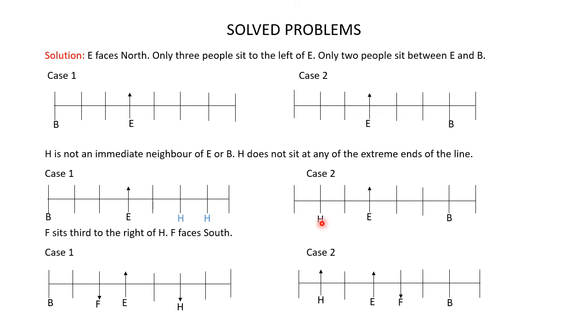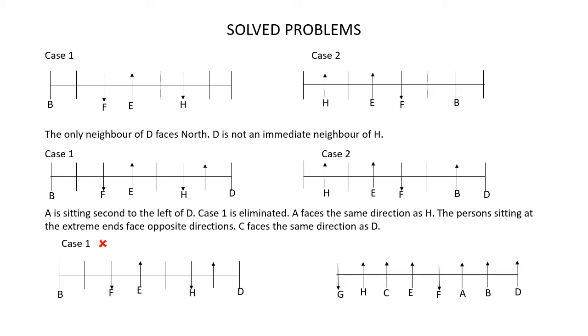In case 2, F sits third to the right of H. So if H is facing south, then there are no positions third to the right of H. So obviously H has to face north. Then third to the right of H will be 1, 2, 3. So F can sit here facing south. So mark H facing north and mark F here third to the right of H facing south. Now case 1 looks like this and case 2 looks like this.